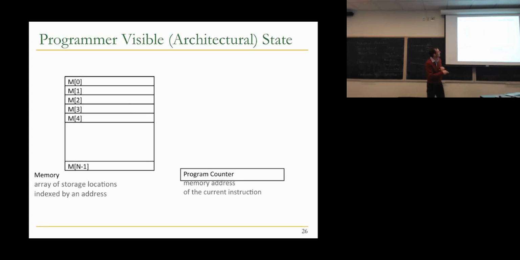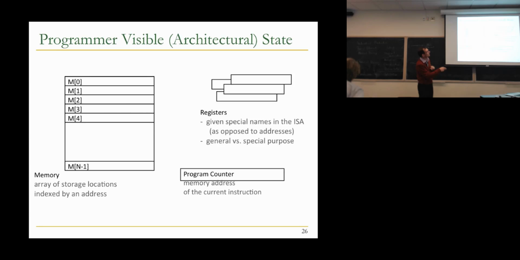But many ISAs actually specify these registers that have special names, as opposed to memory addresses, that could potentially be general or special purpose, that the programmer or the compiler can use to maximize performance. And the hope is that the programmer and the compiler can do a better job managing this than the hardware. Okay, and instructions specify how to transform the values of the programmer visible state. While we're at the programmer visible state, so that's the purpose of registers.